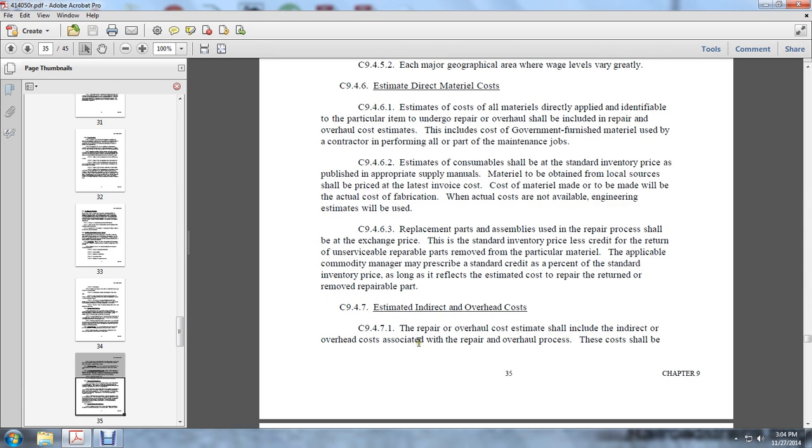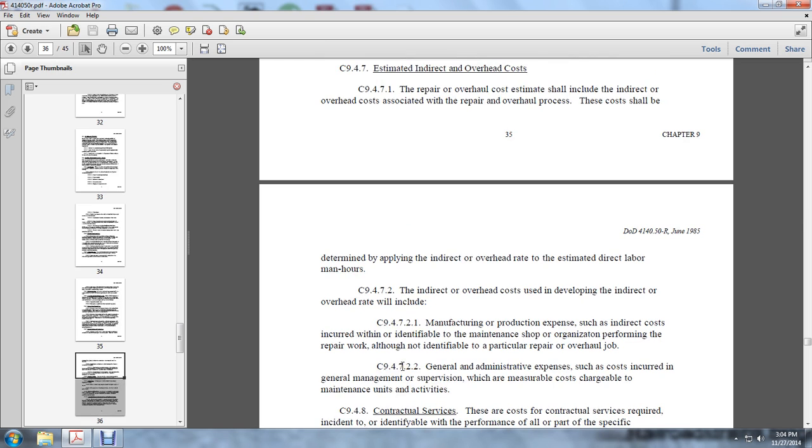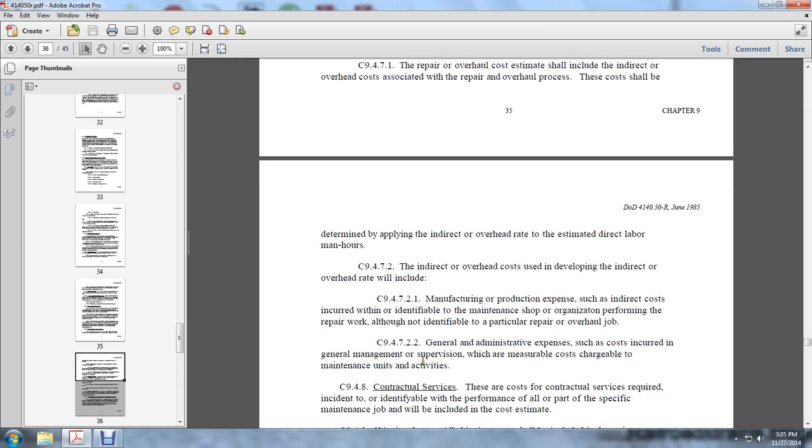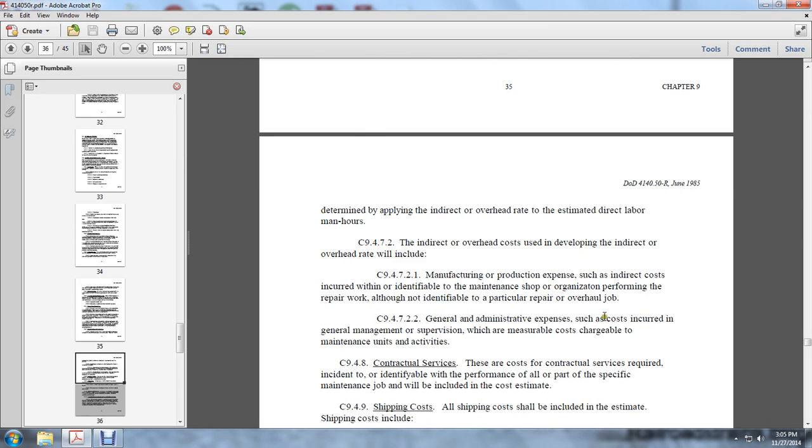Estimated indirect costs of the repair overhaul shall include the indirect overhead costs associated with the repair and overhaul. The cost shall be determined by applying indirect overhead to the estimated direct labor man hours. The indirect overhead rate developed for use will include the manufacturer production costs, such as indirect costs incurred by the indefinable machine shop organization performing repair work, although not identifiable to the particular repair overhaul job. General administration expense, such as costs incurred by the general management or supervision, which is measurable costs chargeable to the maintenance unit as an activity.